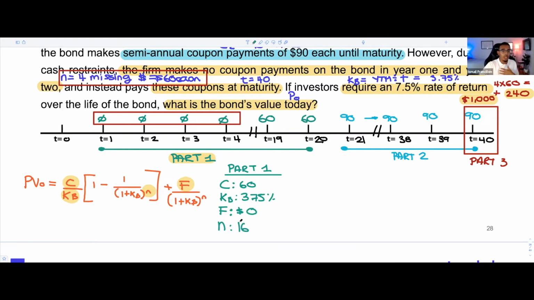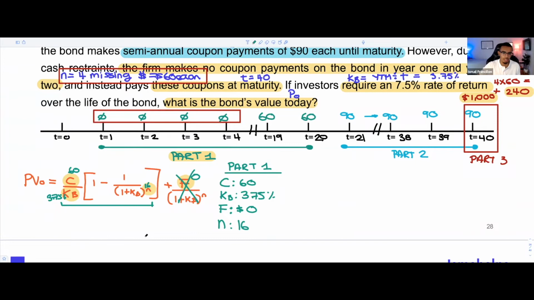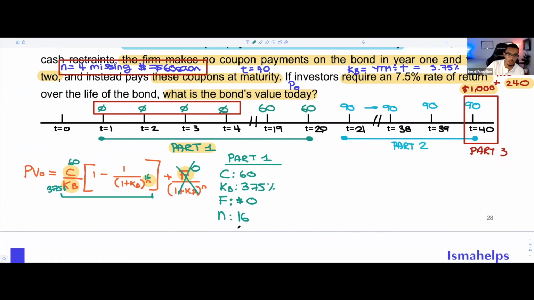So if we were to plug this into our formula, here we would have 0. Obviously 0 divided by whatever gives us nothing, so we only really need to use this portion of the formula. It'll be 60, 3.75%, and then 16. Could everybody plug this into your formula and tell me what you get as your PV?